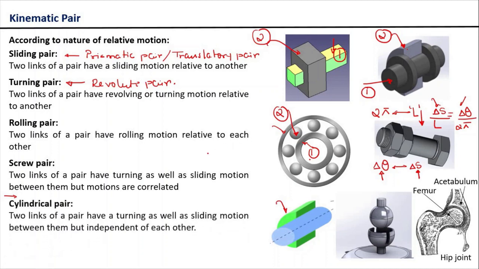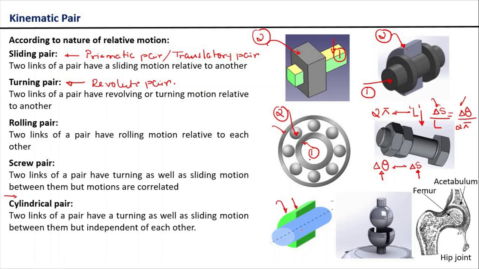Now let us take another example, cylindrical pair. In this type of kinematic pair, obviously the two links are going to have a turning as well as sliding motion between them. The simplest example of this is a solid cylinder rotating inside a hollow cylinder.